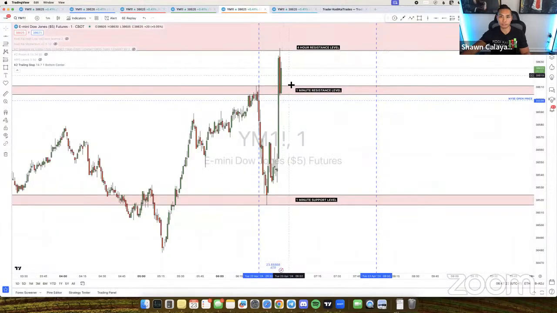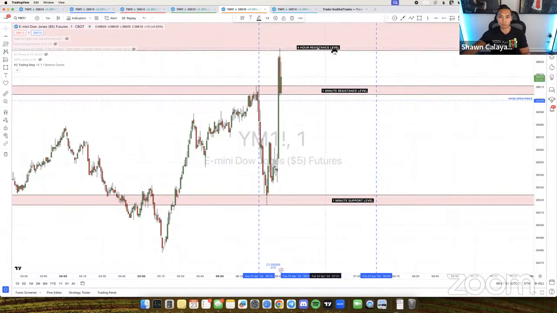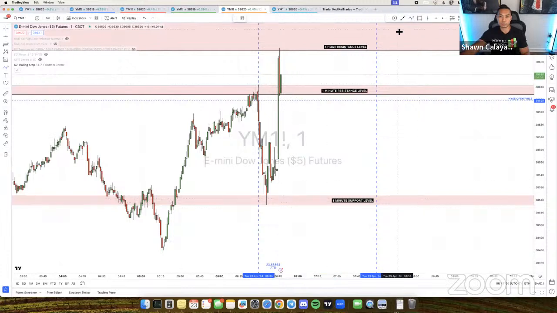I'm going to go to our clean chart. The higher high pretty much lined up with the 4-hour resistance, so we already have structure up there. We don't need to draw any new structure, but that's pretty much the range for today. The actual range for today is between this 4-hour resistance and this 1-minute support. So we got a lot of space here. If price corrects back down, we got this whole space right here to trade in.